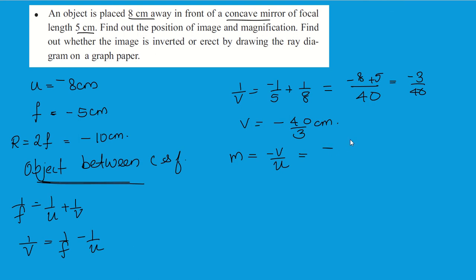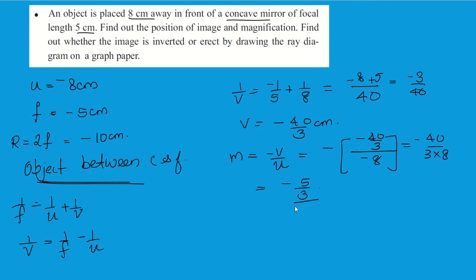Minus v, minus of v. v is minus 40 by 3, u is minus 8. So this is going to be inside the bracket, negative sign cancels. So, minus 40 by 3 into 8. So, magnification is going to be minus 5 divided by 3.